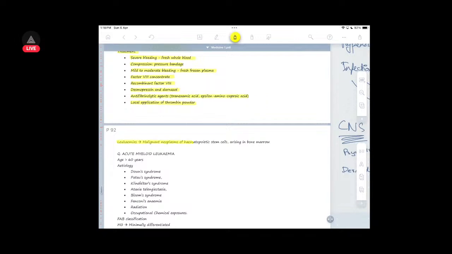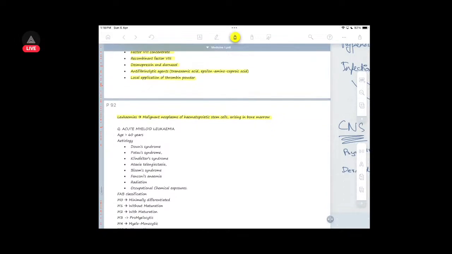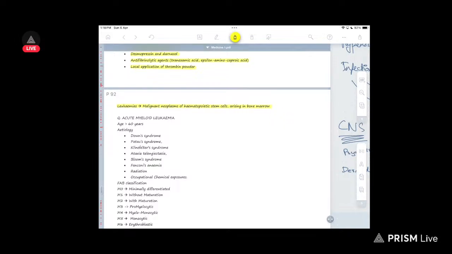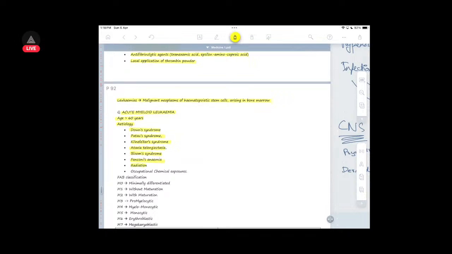So that's it. Then we move on to leukemias, which are malignant neoplasms of hematopoietic stem cells arising in the bone marrow. Acute myeloid leukemia is seen in people more than 60 years of age, due to Down syndrome, Patau syndrome, Klinefelter syndrome, ataxia telangiectasia, Bloom syndrome, Fanconi anemia, radiation, etc.